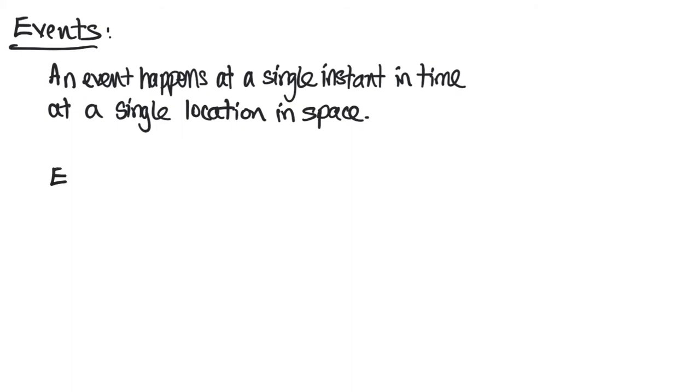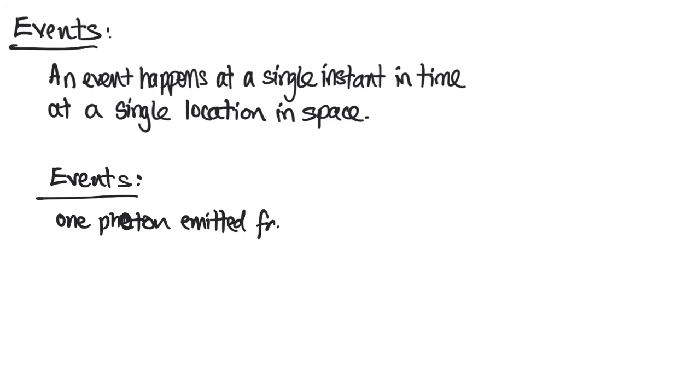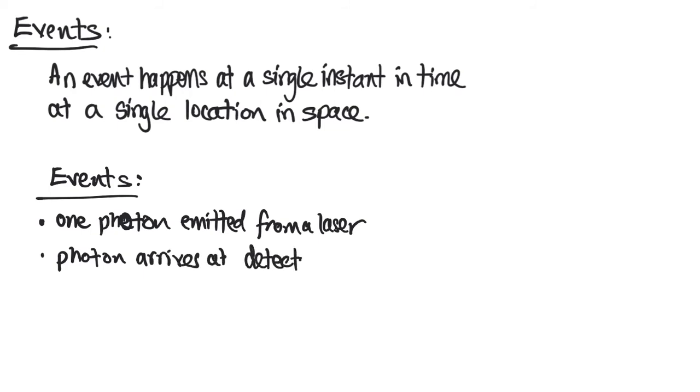So some examples of events might be one photon emitted from a laser. Okay, that photon comes out of the laser at a single instant of time, and it happened at a single location in space. Another might be a photon arrives at a detector. Photon arrives at detector. Okay.